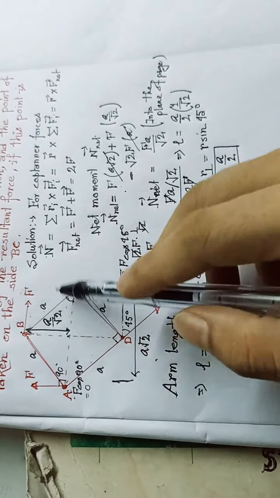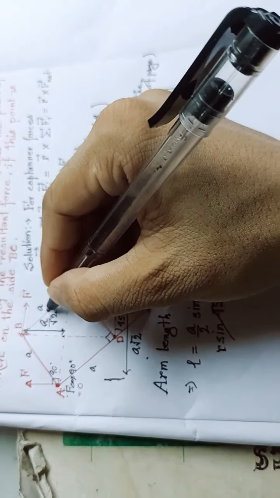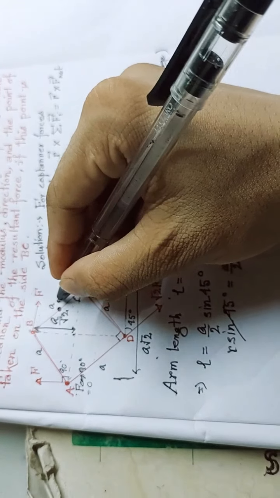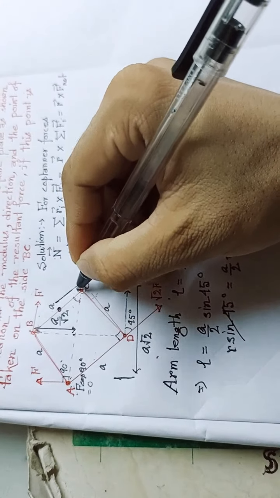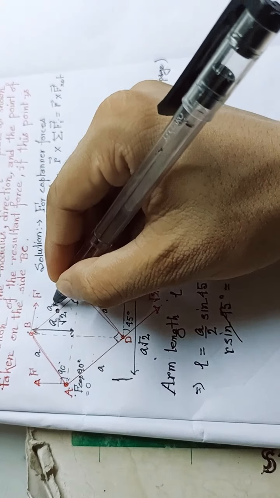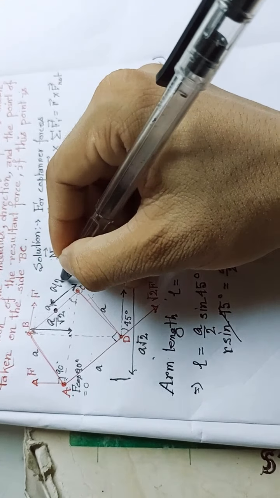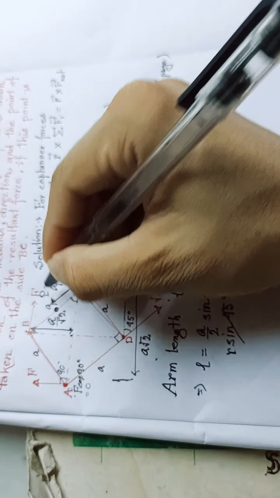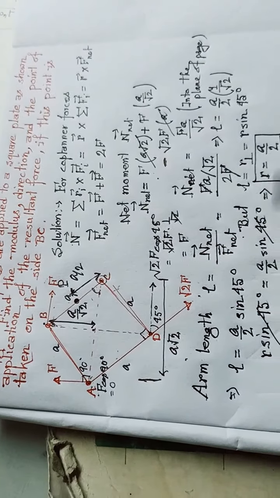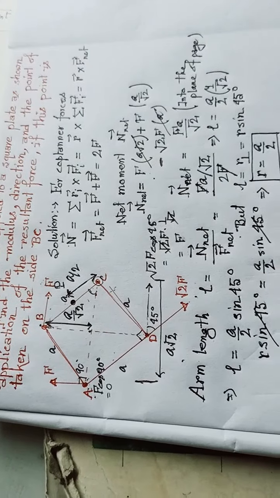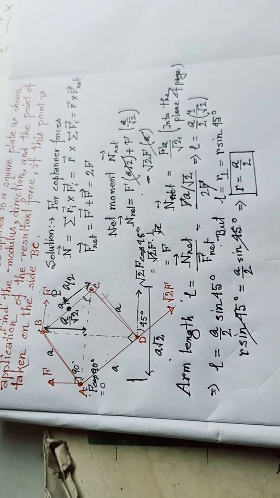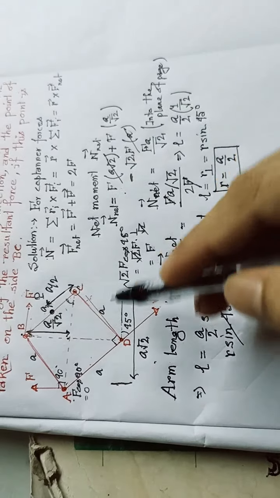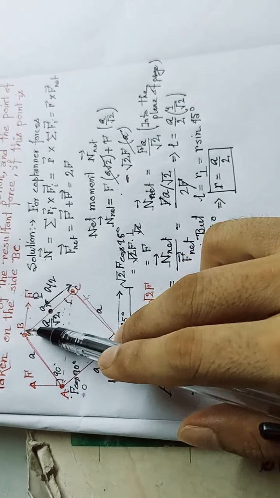which is the middle of the side BC. So this will be the point of application of the arm length. This is the arm length. This length will be A divided by 2, and this point is denoted by P. So this point P will be the point of application of the forces or moments. So this will be the middle point of the side BC.